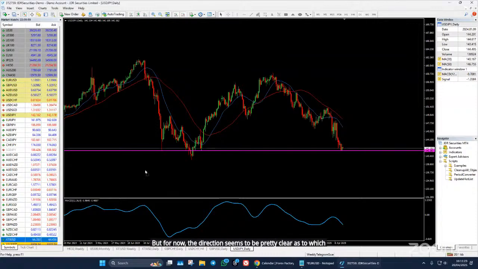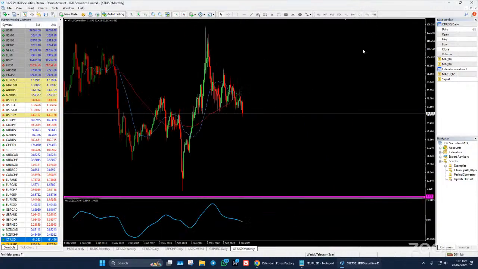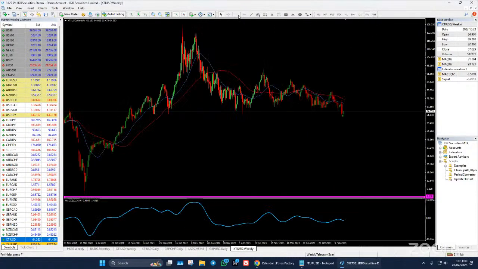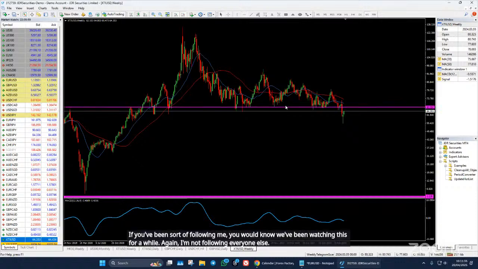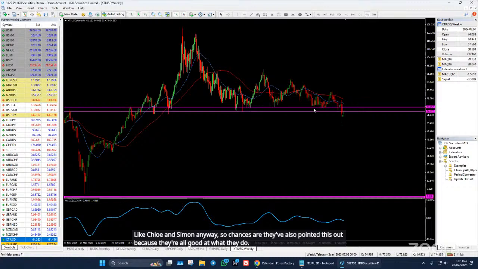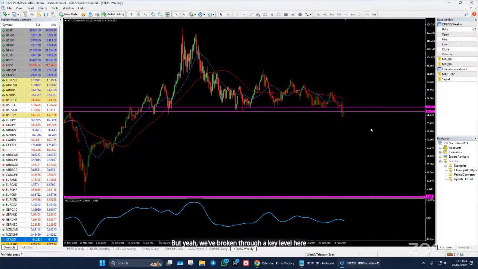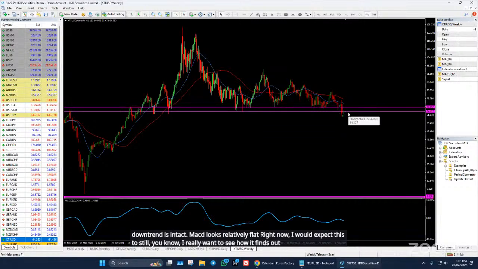Okay, let's look at crude oil. If you've been following me, you would know we've been watching this for a while. I'm not following everyone else, like Chloe and Simon and everyone, so chances are they've also pointed this out because they're all good at what they do. But yeah, we've broken through a key level here, quite significant. This downtrend is intact. MACD looks relatively flat. Right now, I really want to see how it tests this resistance level. And if it finds resistance, I think we can expect it to go back.